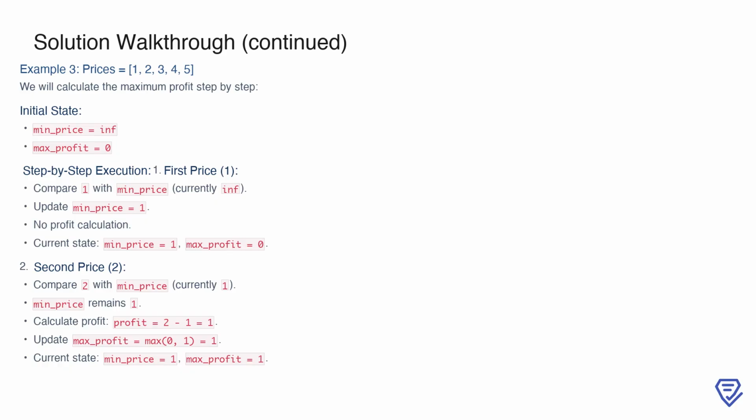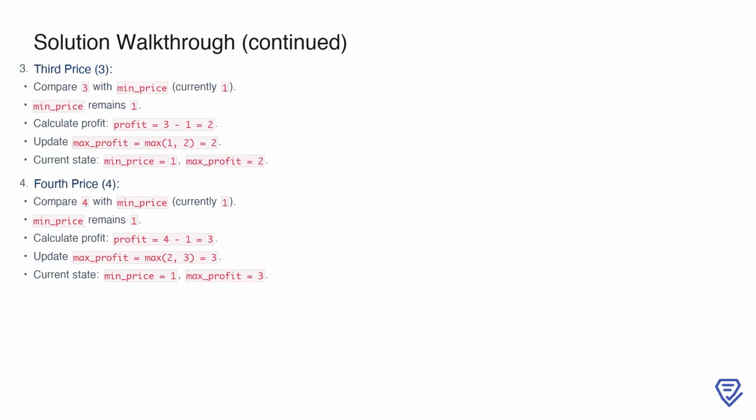Comparing 2 with the current min_price of 1, we find that min_price remains unchanged. The profit is calculated as 2 - 1 equals 1. We update max_profit to the maximum of the previous max_profit, 0, and the calculated profit, resulting in max_profit equals 1. The current state becomes min_price equals 1 and max_profit equals 1.